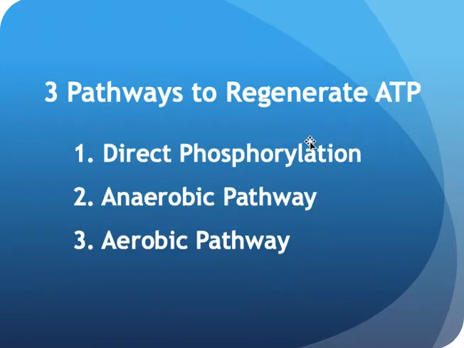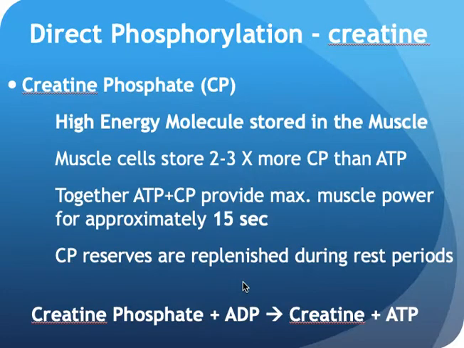Here are 3 pathways to regenerate ATP. We're going to use direct phosphorylation, anaerobic pathways, and aerobic pathways. We're going to look at each one individually, but a lot of the questions come down to: do you know what you're using in direct phosphorylation to restore that phosphate, or what are we using in the anaerobic pathway, or in the aerobic pathway? You don't necessarily need to know the exact steps, but you want to know exactly what we are using in each of these pathways to regenerate ATP.